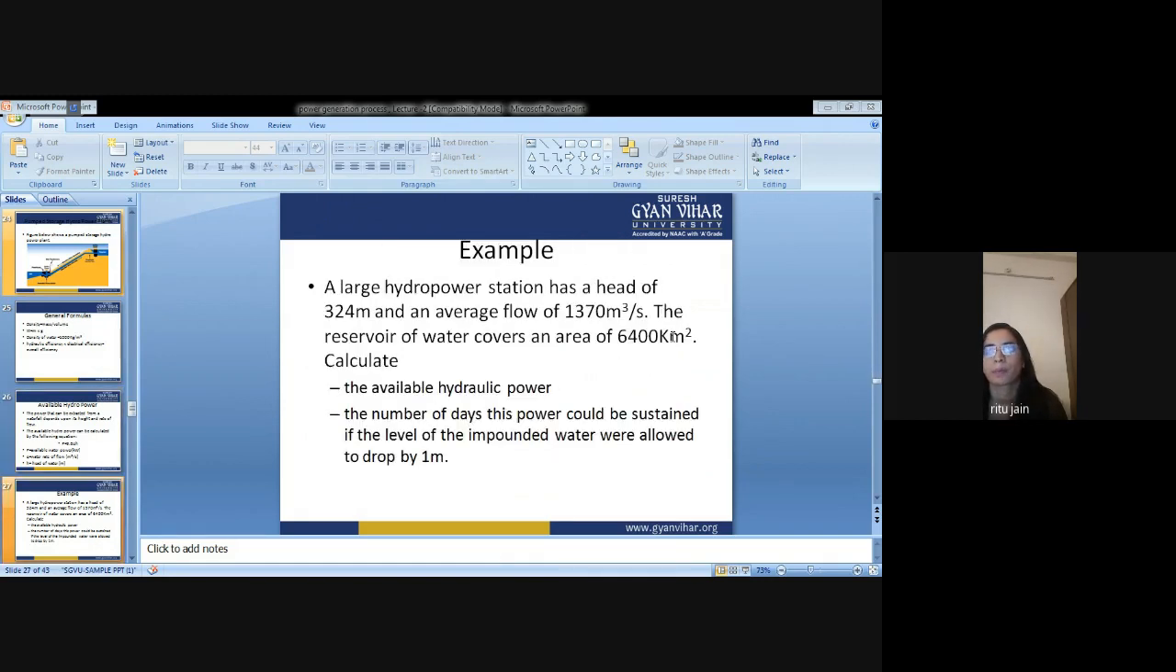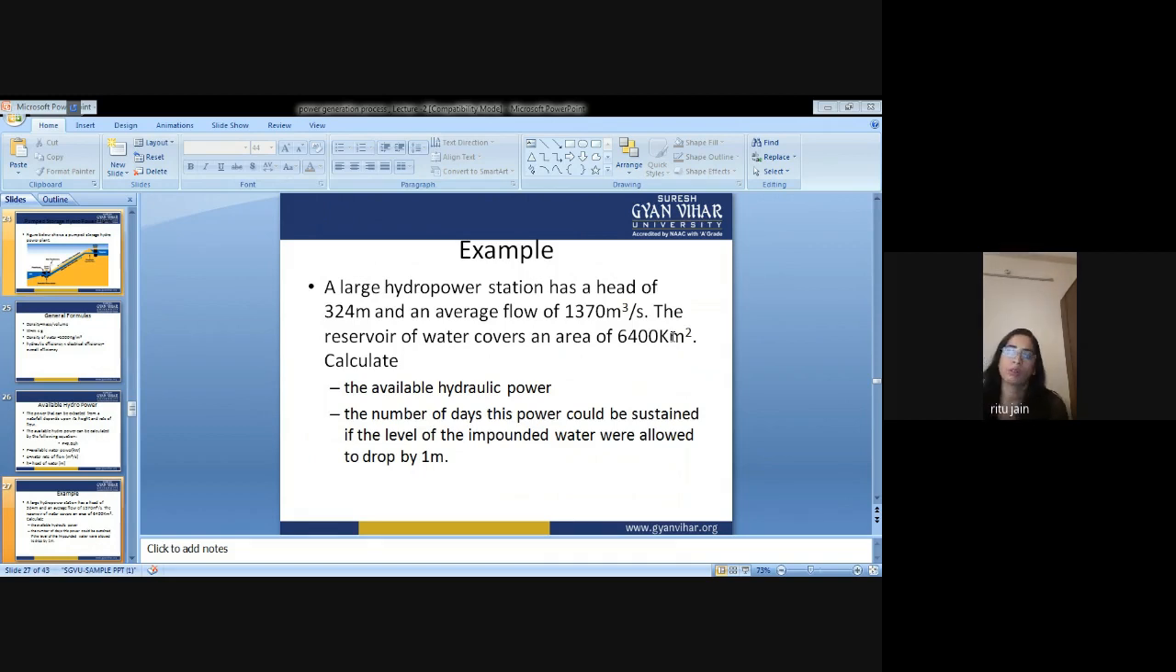For example, a large hydropower station has a head of 324 meters and an average flow of 1370 meter cube per second. The reservoir of water covers an area of 6,400 kilometer square. Calculate the available hydraulic power and the number of days this power could be sustained if the level of the impounded water were allowed to drop by 1 meter.